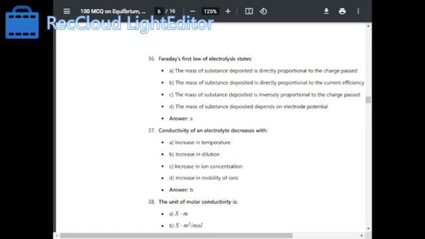Question number 37. The conductivity of an electrolyte decreases with option A, increase in temperature, option B, increase in dilution, option C, increase in ion concentration, option D, increase in mobility of ion. The correct answer is B, increase in dilution. The conductivity of electrolyte decreases with increase in dilution.